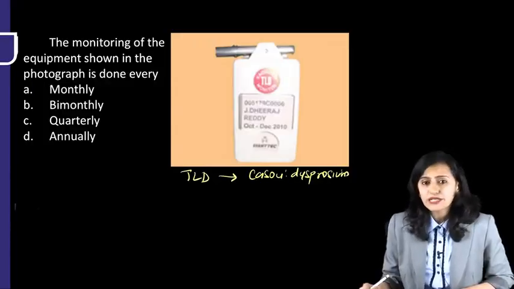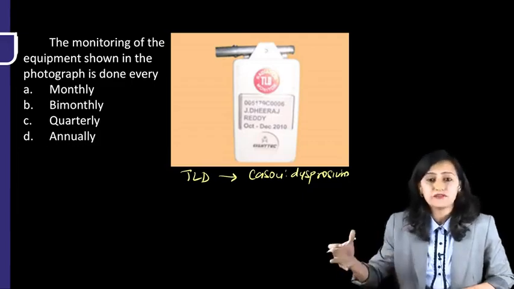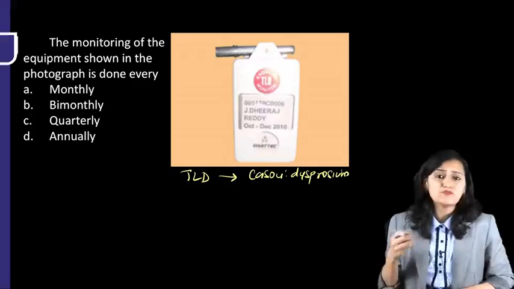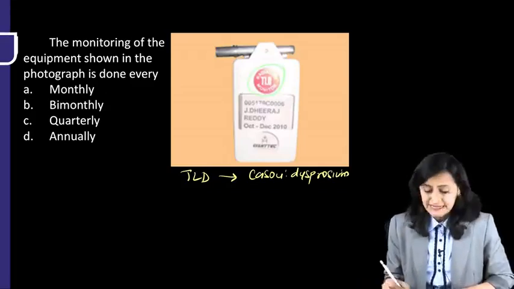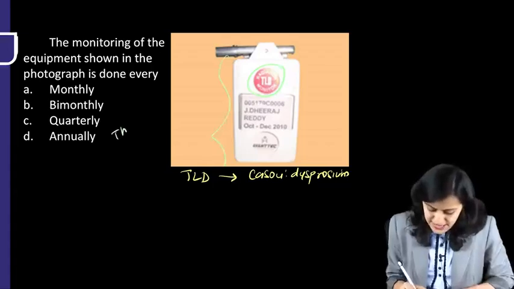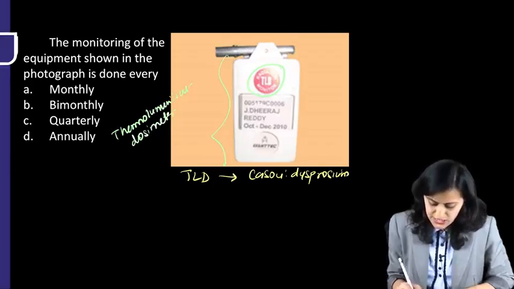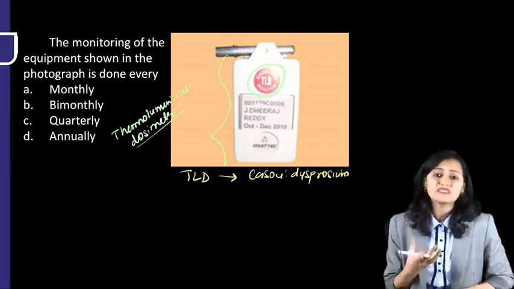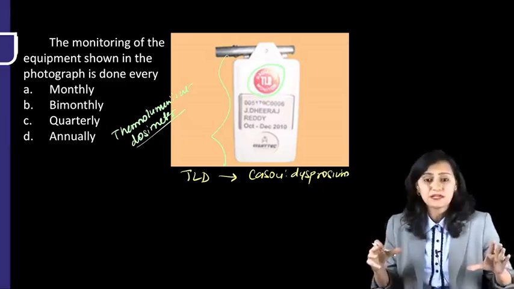So how do we monitor the dose in the occupational worker, how much dose are they getting over a period of time? We need to do regular monitoring and measure the dose. This is done most commonly by using this TLD badge. TLD stands for thermoluminescent dosimeter, which measures the dose that a person has received during a particular period of time.